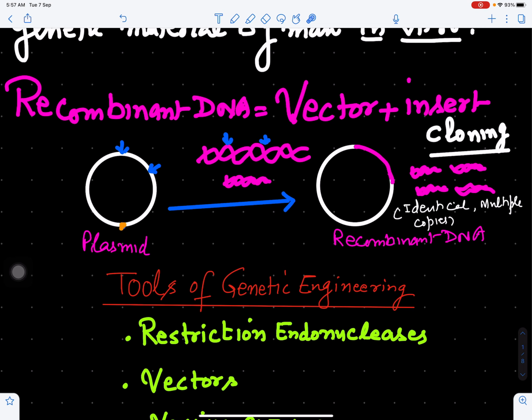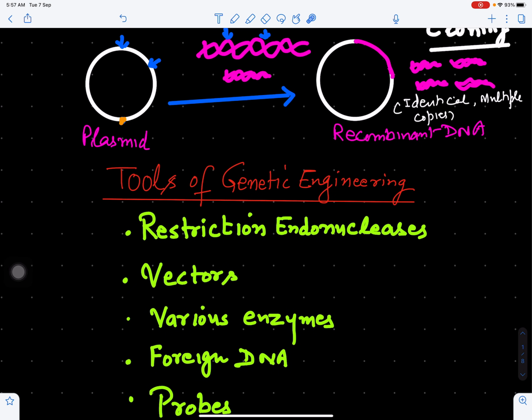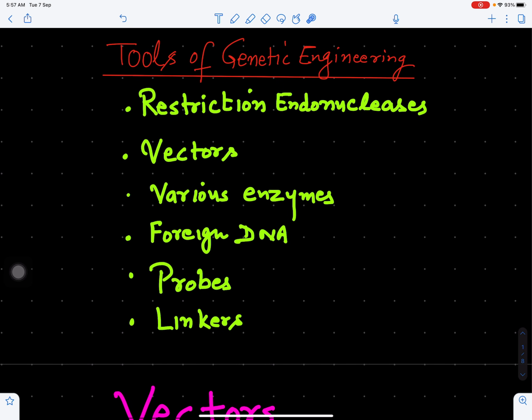For the whole process of genetic engineering, there are certain tools which are required. So what are the tools of genetic engineering? One, we need to have restriction endonucleases. They are specific enzymes which will cut on specific DNA sequences.